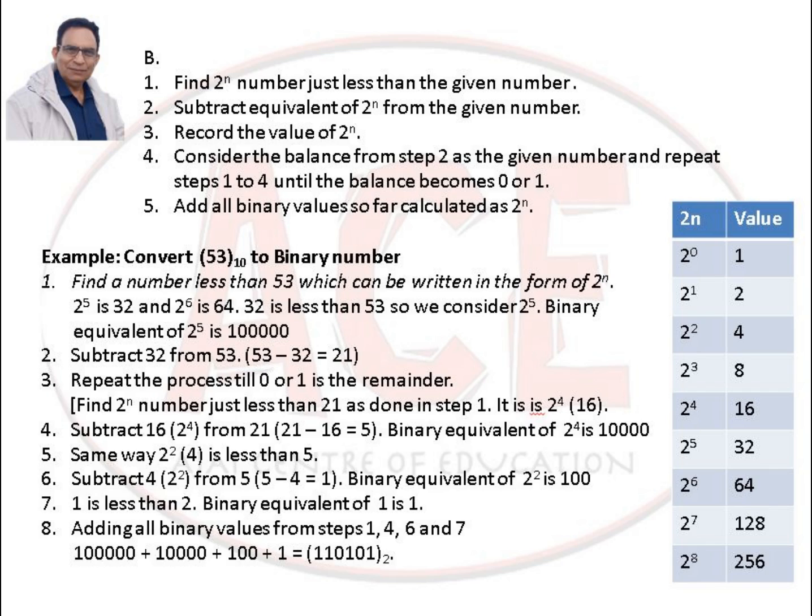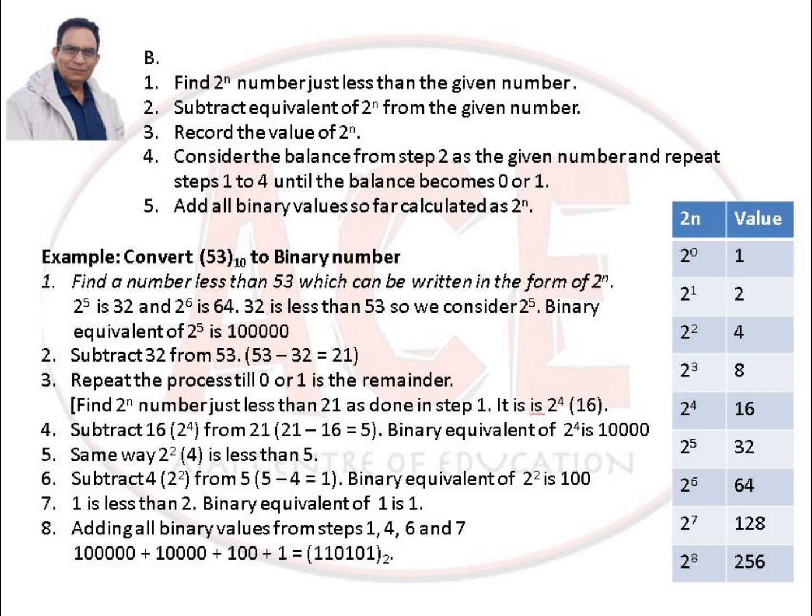And binary equivalent of 2 raised to the power 5 is 1 followed by 5 zeros. Subtract 32 from 53 and the remainder comes 21. Repeat the process till 0 or 1 is the remainder. Find 2 raised to the power n number just less than 21. As done in step 1, it is 2 raised to the power 4, and that is 16. And equivalent of 2 raised to the power 4 is 1 followed by 4 zeros. Subtract 16 from 21 and the remainder comes 5.